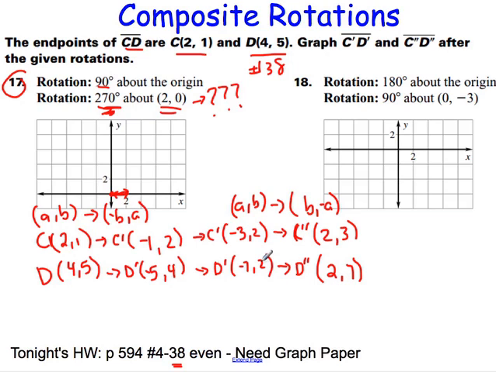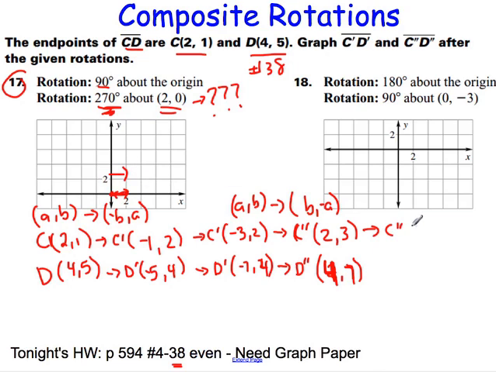Where'd that 2 come from? That's supposed to be a 4. Oh man, so that's supposed to be a 4. I totally wrote it down wrong. Okay, so 4, 7. Now, here's what we have to do. Over here, remember how we shifted it 2 in order to get this guy to be at the origin? We now have to shift it back 2. So each of these points has to go back 2.